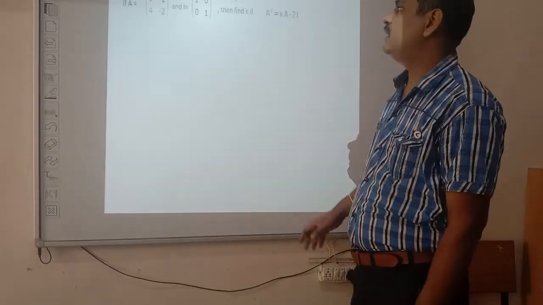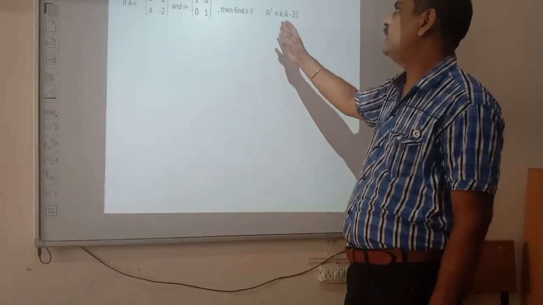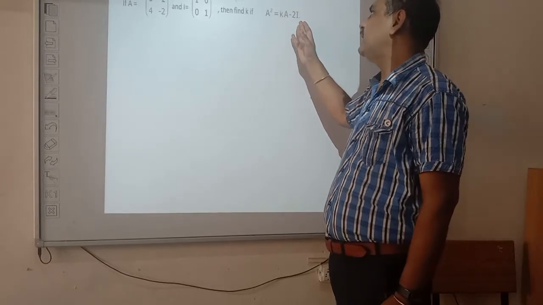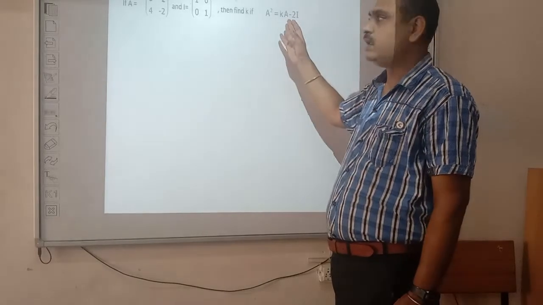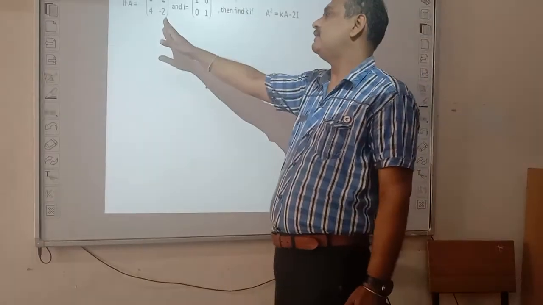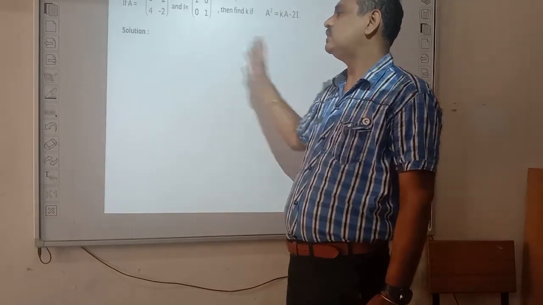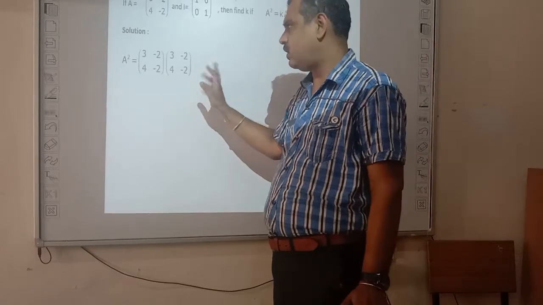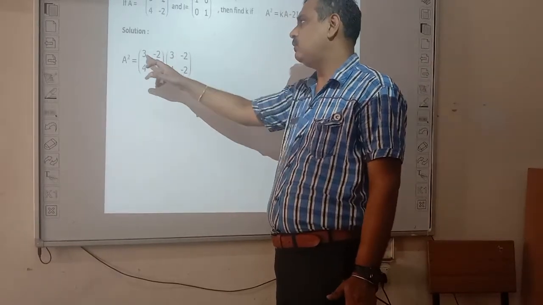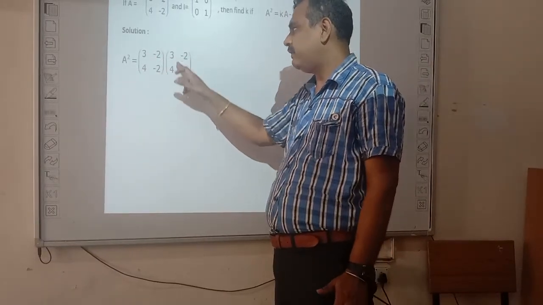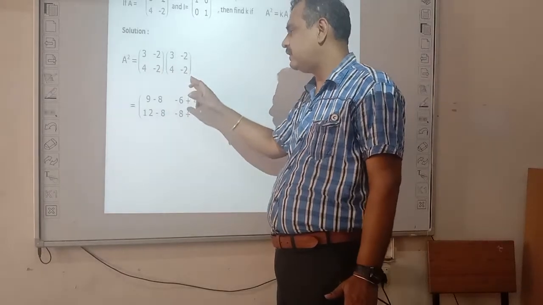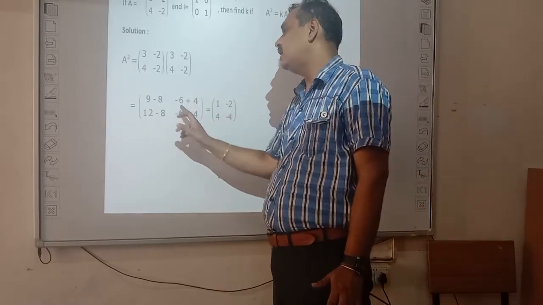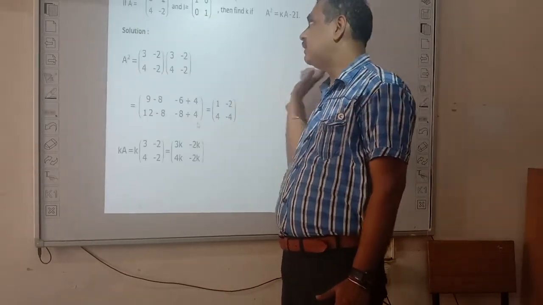Okay. Similarly, one more example is here: A square equals kA minus 2I, and the value of A is this. Its solution: A square, you can find yourself now. Row multiplied with column, second row multiplied with second column. You will get 4 answers here.